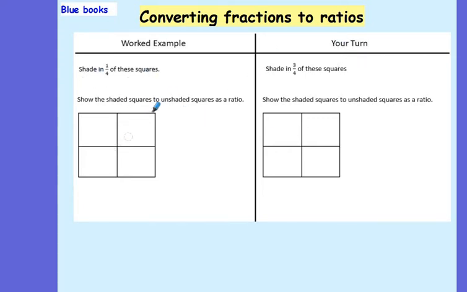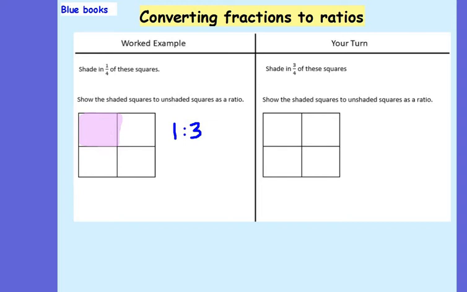So I've been asked to shade in 1/4 of these squares. I've got 1, 2, 3, 4 squares. So Tamsin, how many of those squares do I need to shade in? Just the 1, very wise. And now I've been asked to write the number of shaded squares to unshaded squares as a ratio. So for shaded squares I've got 1 and the number of unshaded is 1, 2, 3. So that would be 1 to 3.